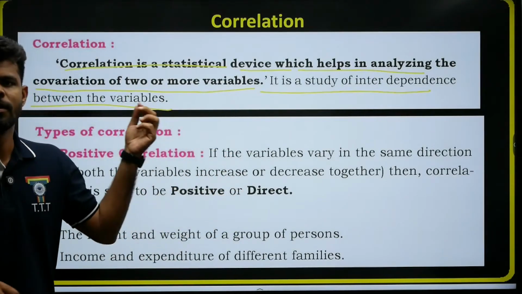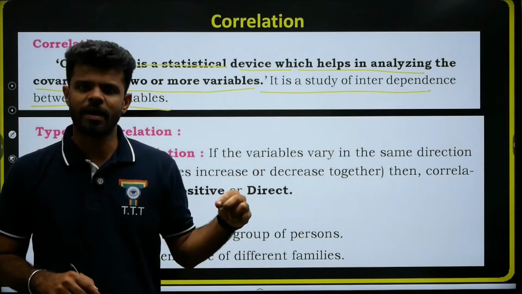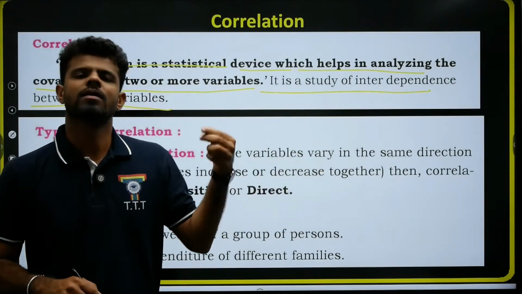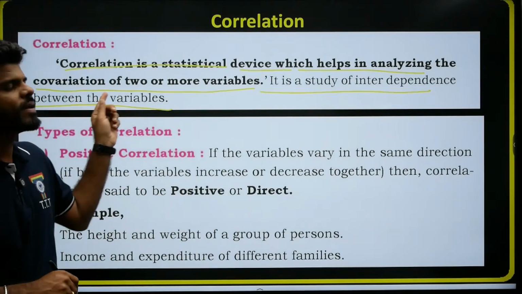Once again, I'll repeat, correlation is a statistical device which is used to find the covariation or correlations between two or more variables, then it is called correlation.